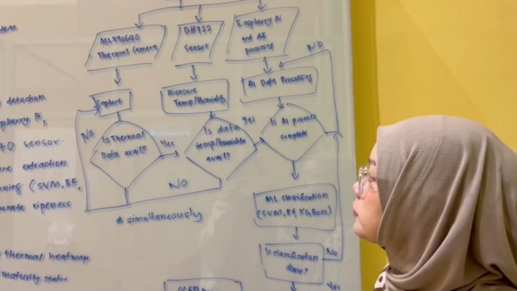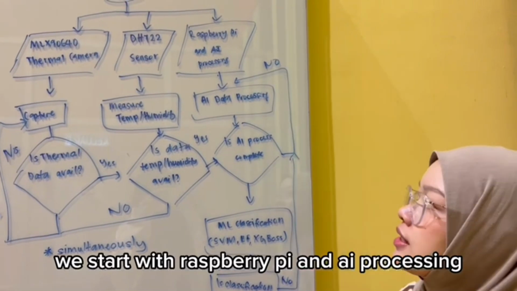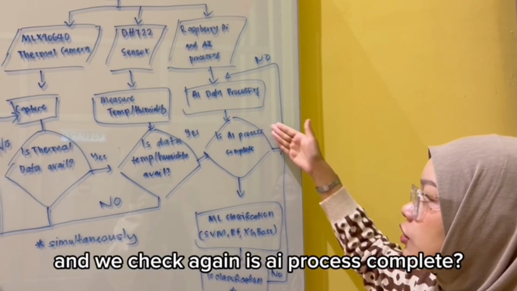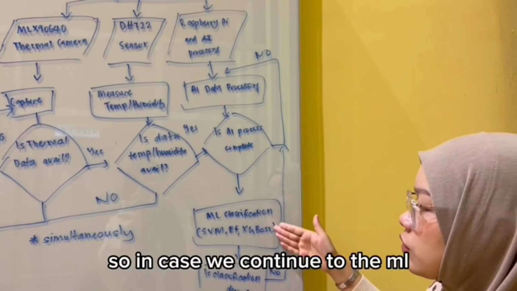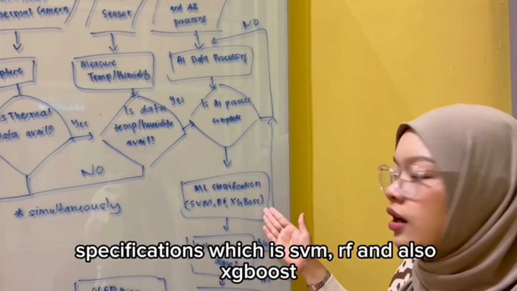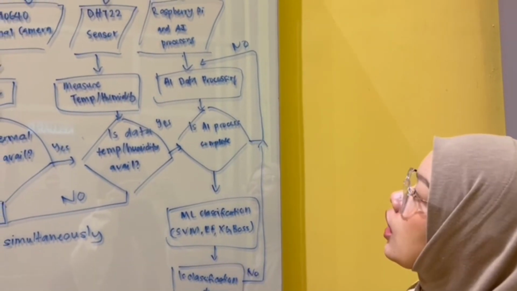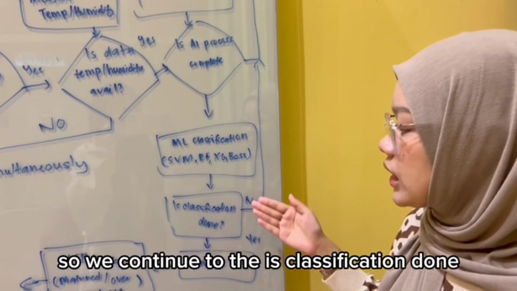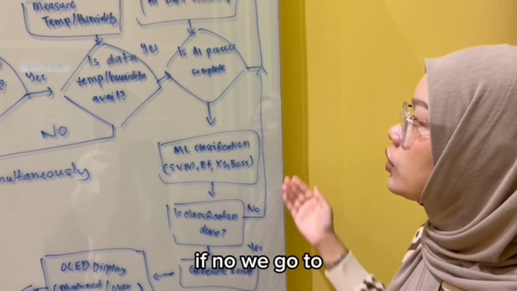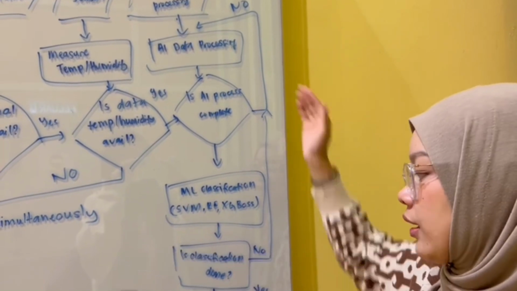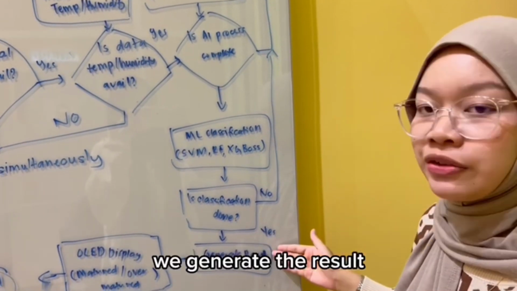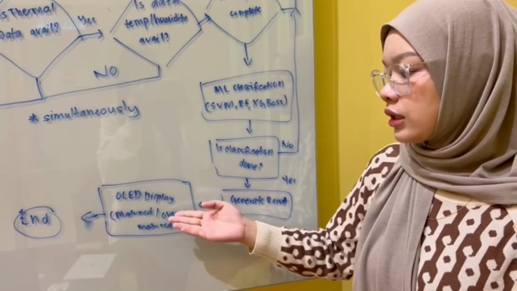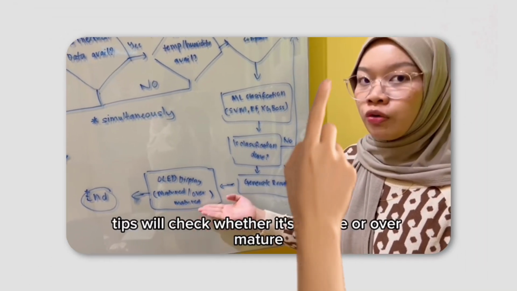with the MLX90640 thermal camera. So we start with Raspberry Pi and AI processing. We go to AI data processing and we check again, is the AI process complete? So if yes, we continue to the ML classification, which is SVM, RF, and also XGBoost. If no, we go to AI data processing again. So we continue to check whether classification is done. If no, we go back to check whether the AI process is complete. If yes, we generate the result. After we generate the result, we will display it on the OLED. So it will check whether it's matured or overmatured.